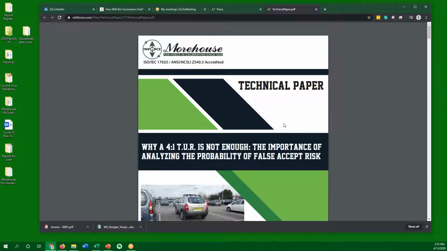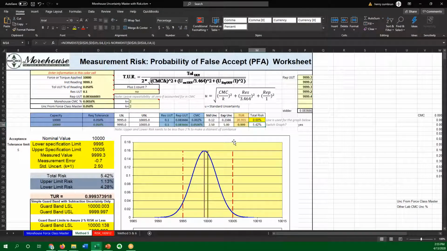Pay attention to the location of the measurement, pay attention to risk, and pay attention to why just requesting a 4-to-1 TUR is not enough, because we really want to analyze the risk level and make the decision based on minimizing that risk.